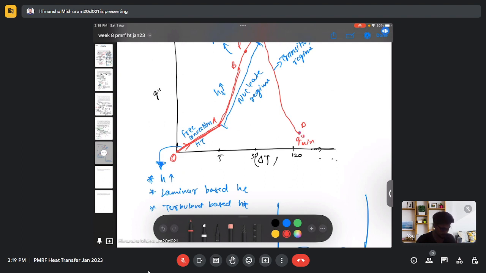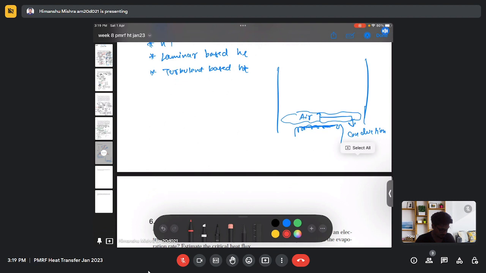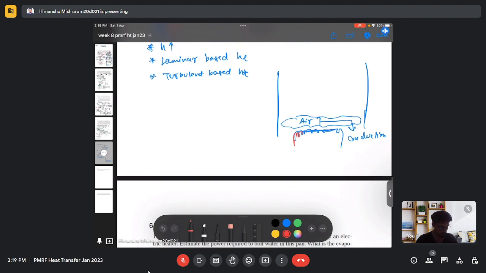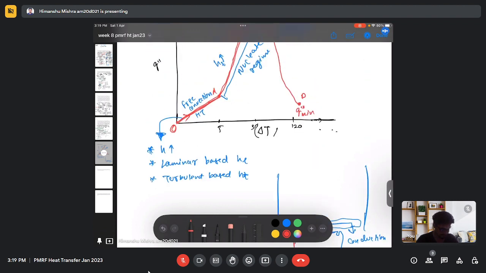heat flux value. Now when we keep increasing the temperature from here, from point D, this heater will get too hot, and it starts emitting radiation, and therefore there will be radiation heat transfer. So the further heat transfer also occurs due to radiation, and therefore there will be again an increment in the heat flux, and this increment occurs due to the radiation heat transfer.